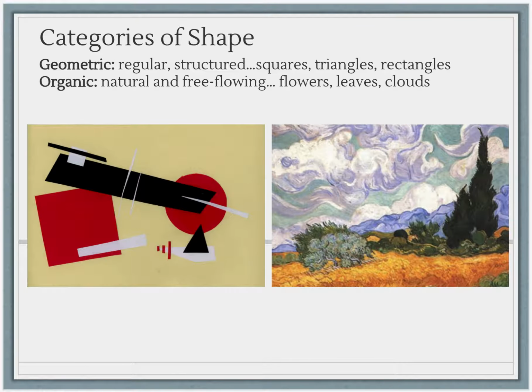We have two different kinds of shapes. So we have geometric shapes, and those are the regular structured shapes that we think about when we think about geometry. So squares and circles and triangles, rectangles. These are the ones that we can find the area of, the perimeter, we can measure their angles, think geometry. Then we have organic shapes, and these are the things that we find in nature, like leaves and flowers and clouds. Organic shapes.